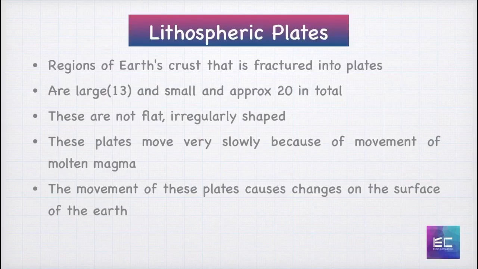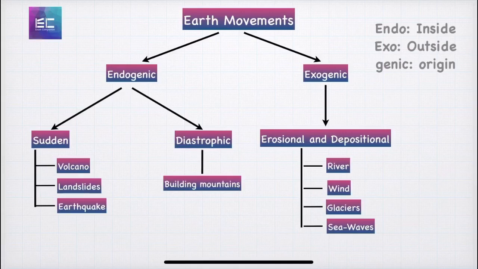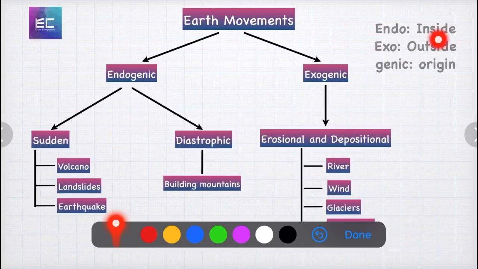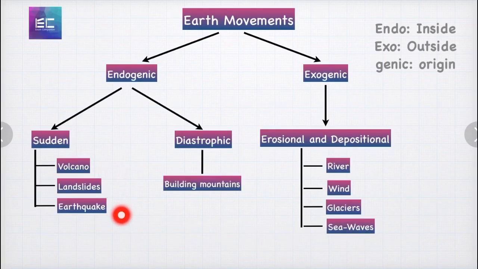They require some force. So on the basis of the force that caused these movements, we have divided Earth's movements into endogenic and exogenic. Endo means inside and exo means outside. Genic means origin. So endogenic forces are the forces that act inside the surface of Earth or the interior of the Earth. Now, endogenic forces may be either sudden in nature, like natural calamities, volcanoes, landslides, earthquakes, or they may be diastrophic in nature.